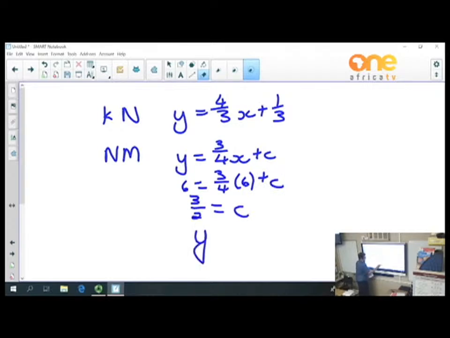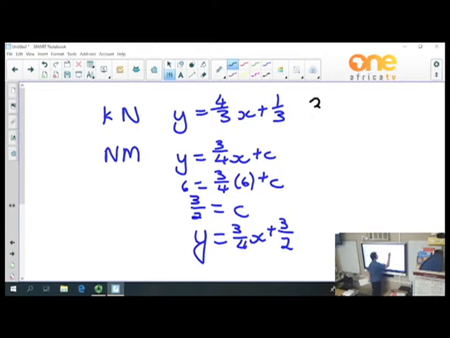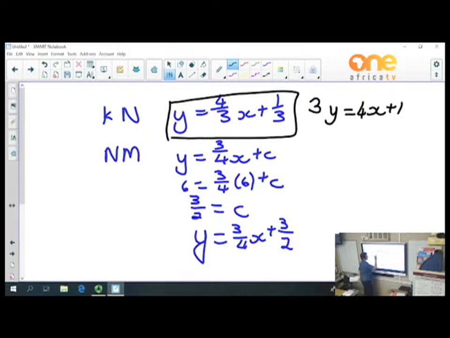Is it right? So y is equal to 3/4 x plus 3 over 2. And this one, I'm not going to work with fractions here. Get them to whole numbers. You won't be able to work with those fractions, you're just going to make mistakes. So if we get rid of the fractions here, I can say that 3y is equal to 4x plus 1. And so this is the one equation that we are working with.